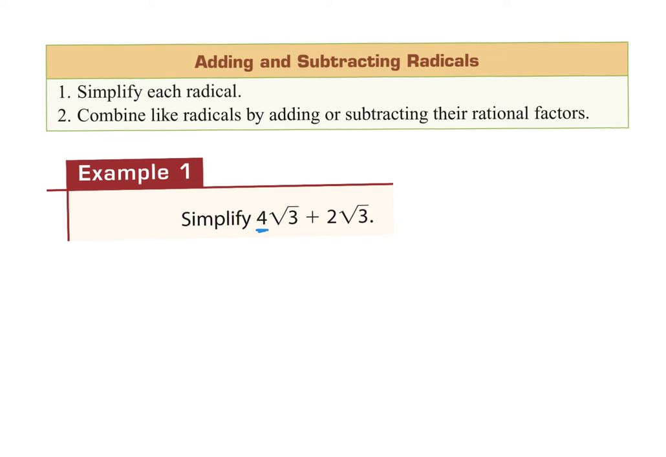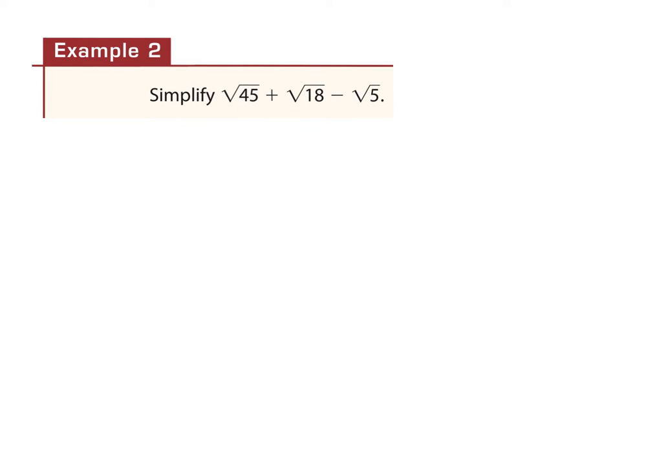I am simply going to add those coefficients, 4 plus 2, which gives me 6, and my square root of 3 does not change. Inside does not change. So when you are adding like radicals, the only thing that changes is the coefficient, which is the same as when you're adding variables. 6 square root of 3. Okay? Really simple.